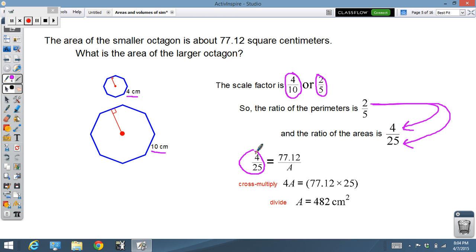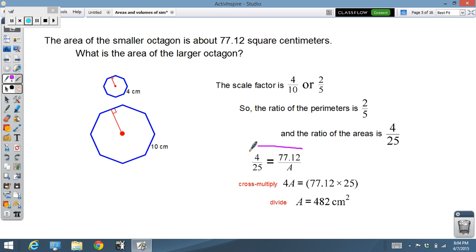And that's the ratio that we use when we set up our proportion to solve a problem like this. The area of the little guy was 77.12. The area of the big guy would have to change by a factor related to that area ratio of 4 over 25. That's what we use to cross multiply and divide to find out the area of the bigger figure. All right, so I hope you remember that.